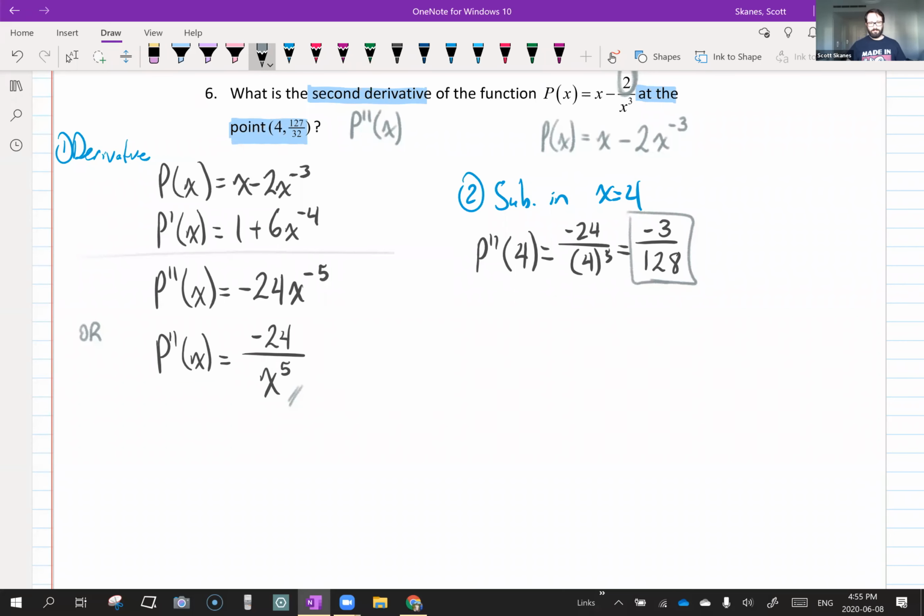Making sense? First derivative, second derivative, and it says, what is the second derivative at the point? Well, we just put in the information that we know. And we're finished.